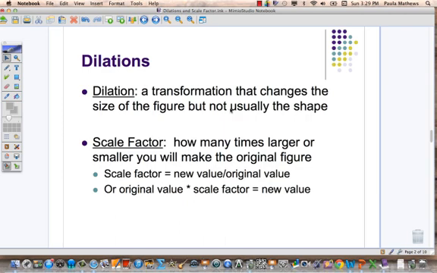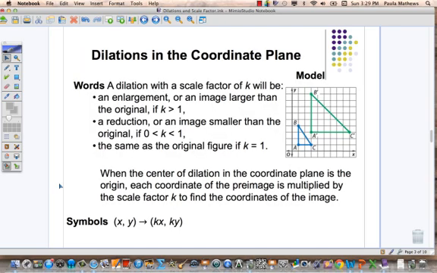And so we're going to be talking a lot about scale factor, and we've mentioned that before. Scale factor is simply how many times larger or smaller you will make the original figure. To find the scale factor, it's the new value over the original value. It is that ratio of new to original. And so if we know the original value, we can multiply it by the scale factor in order to get our new values.